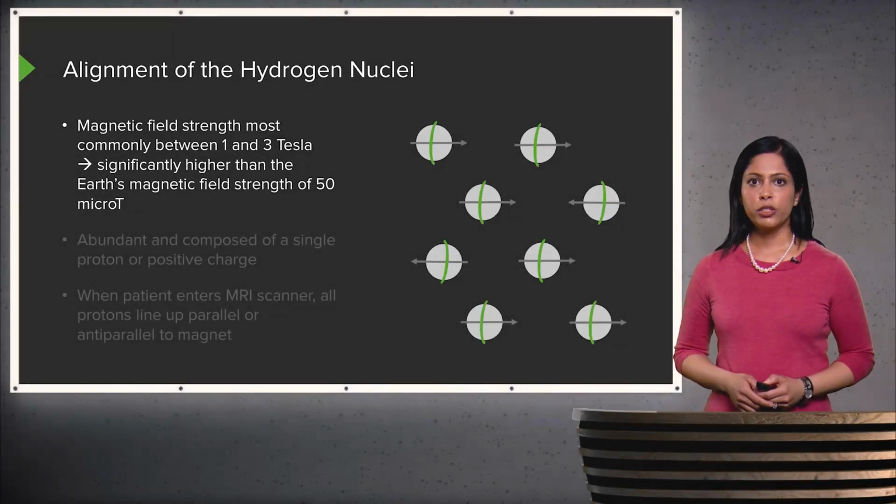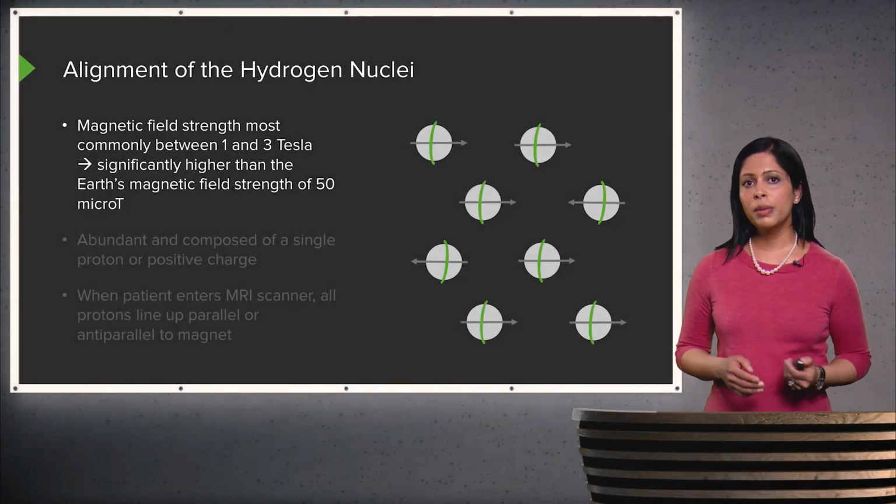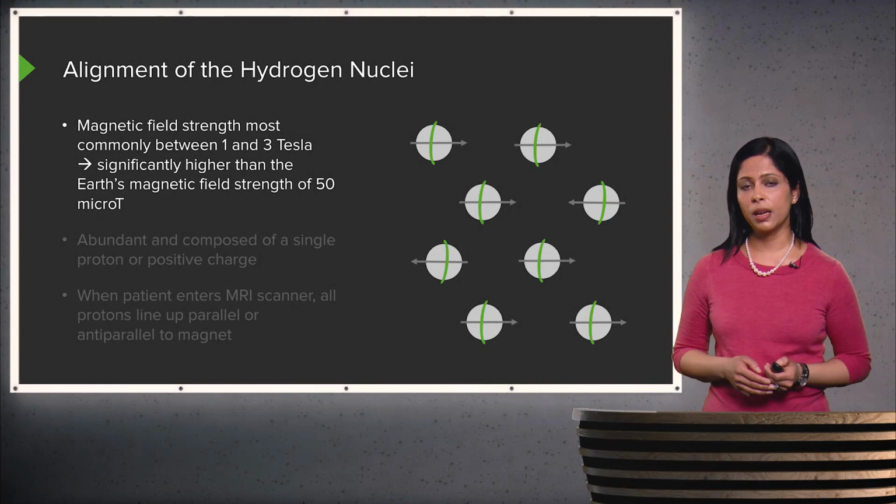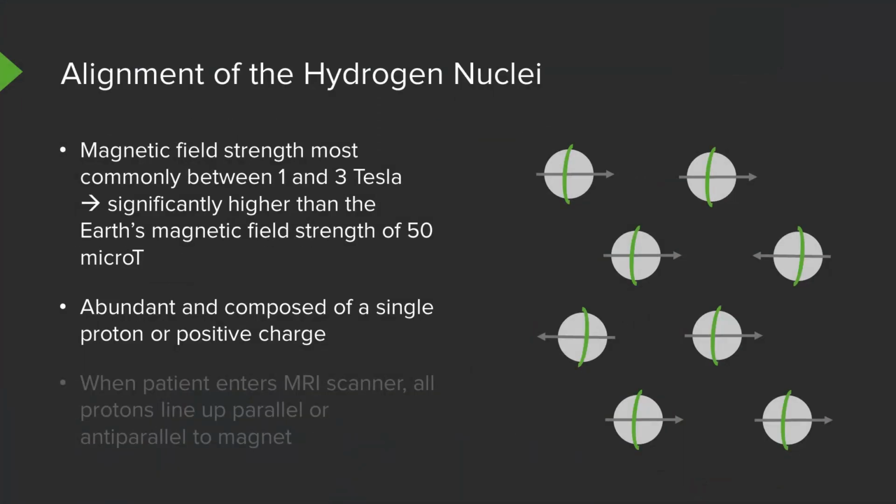So the magnetic field strength of most MRI machines is commonly between about 1 and 3 Tesla, which is significantly higher than the Earth's magnetic field strength of about 50 microtesla. Hydrogen nuclei are very abundant within the body, and they're composed of a single proton or a single positive charge. So when the patient enters the MRI scanner, all of these protons line up parallel or anti-parallel to the magnet.